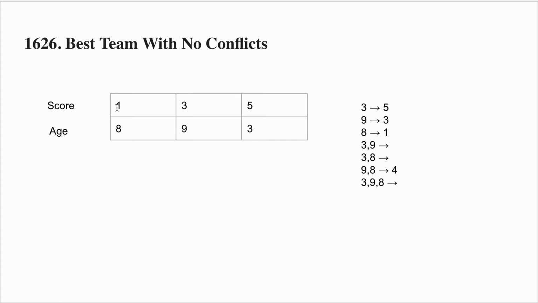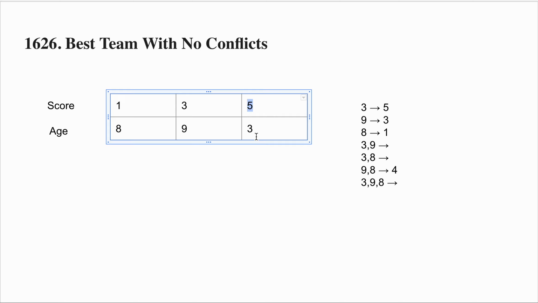But there is one more condition, that is a player who is older will not go with a younger player who is having a higher score. For example, here 9 is having a score of 3, but he has a younger player who is having a higher score than him. So these two can never go together.